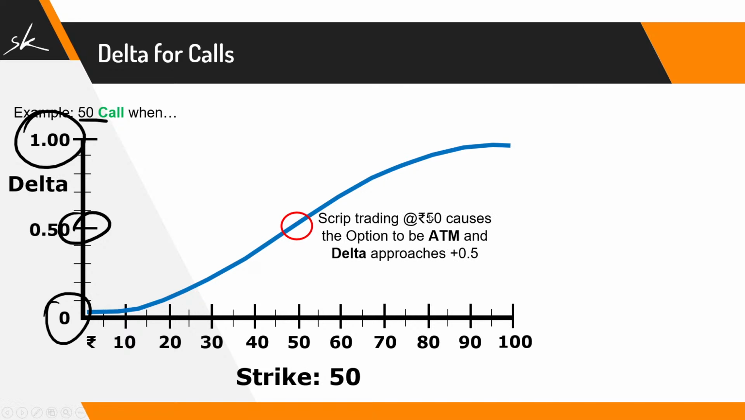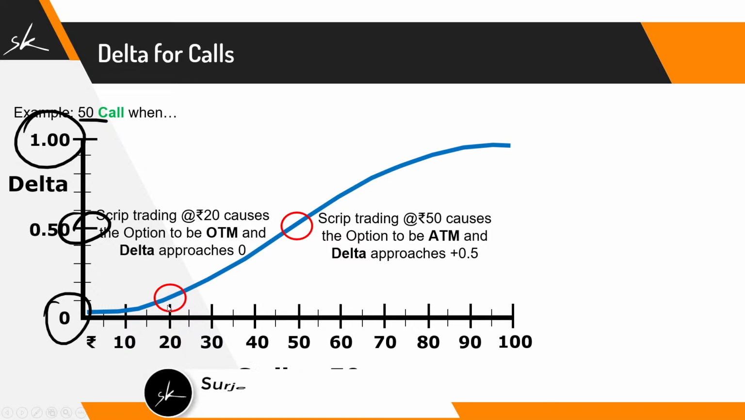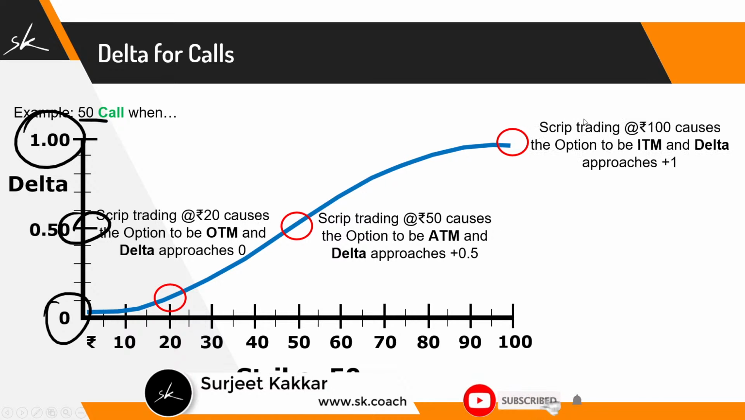So the script trading at 50 causes the option to be at the money and the delta approaches 0.5. Why? Because when we are trading at 50 rupees, the 50 call is exactly at the money. That is why the delta will be 0.5. Now, when we start going out of the money, the delta has to reach 0. So you can see, the more we go out of the money, the closer it gets to 0. So the script trading at 20 causes the option to be out of the money and delta starts approaching 0. And similarly, when the script is trading at 100, this causes the option to be in the money and the delta starts approaching 1, right?